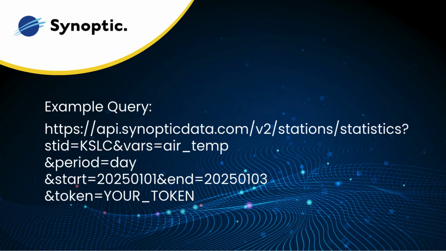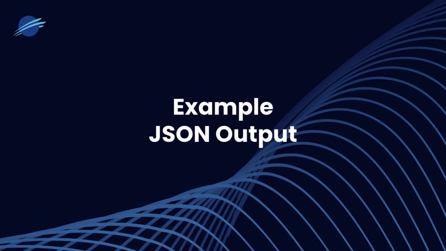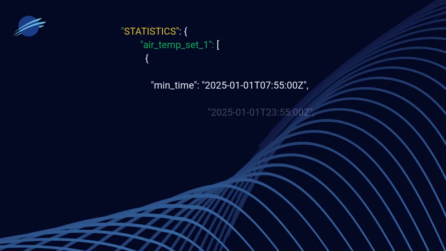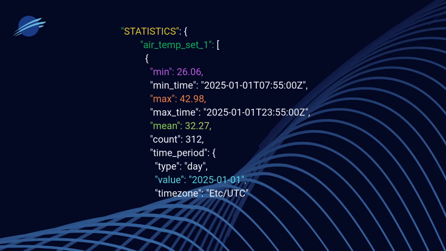Moving on to the output of our query, the JSON shown displays our output in the statistics section. Let's take a look at the data we found. So first, on January 1st, 2025, we can see that the minimum temperature for station KSLC was 26.06 degrees Fahrenheit. The maximum temperature for the station was 42.98 degrees Fahrenheit on January 1st, and the average temperature for that day for that station was 32.27 degrees Fahrenheit. These aggregated values are provided for January 2nd and January 3rd as well.